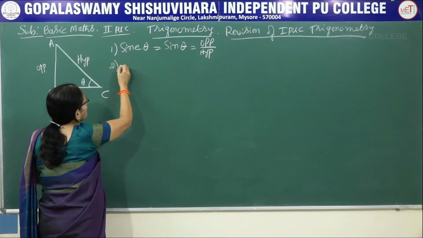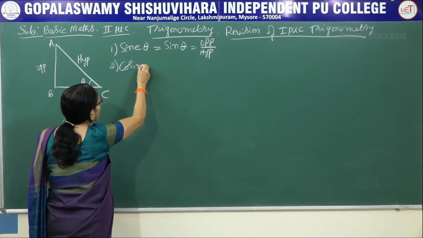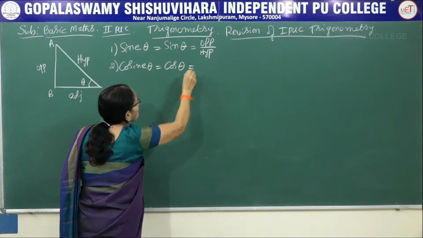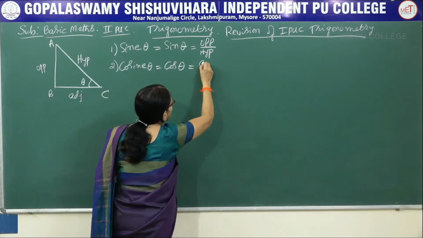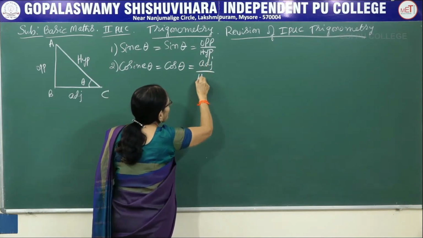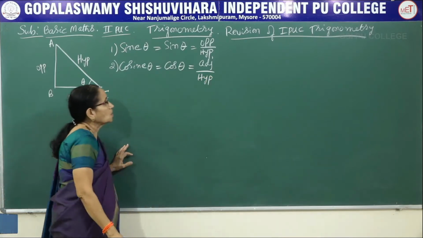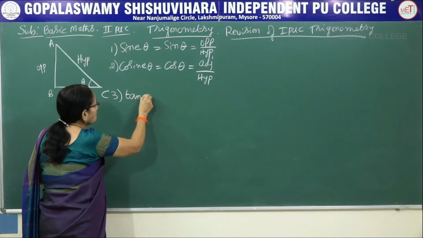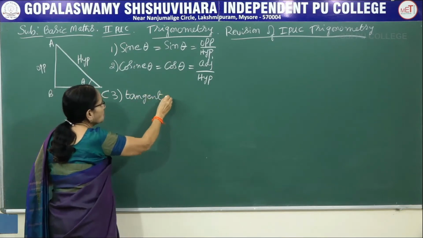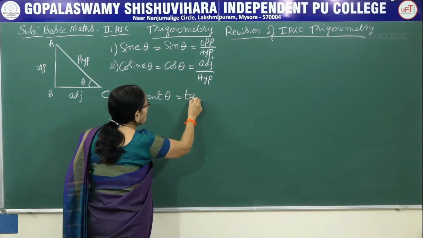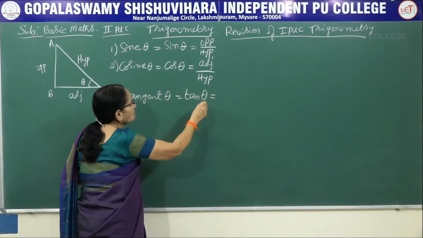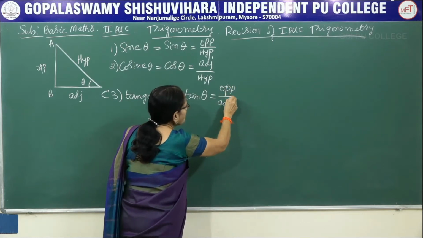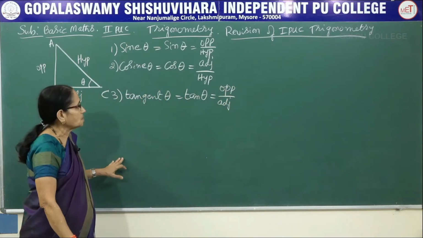The second one is cosine theta, in short cos theta. Cos theta means adjacent over the hypotenuse. Now let me consider the third ratio, tangent. Tangent of theta, in short tan theta. Here it is opposite over the adjacent side.